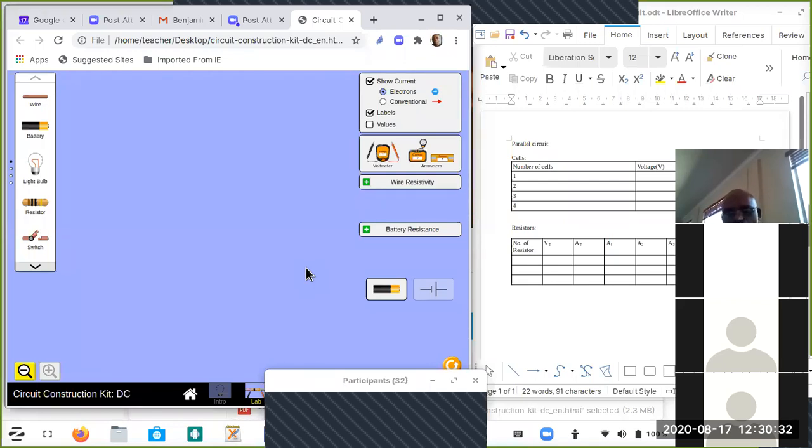Now, so I'm just going to connect my components here. Then we are going to take some readings from the measuring instruments, right?